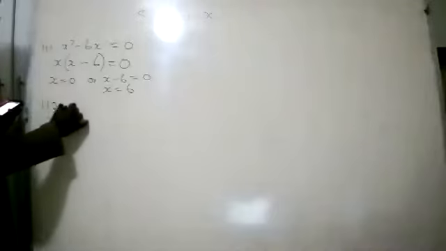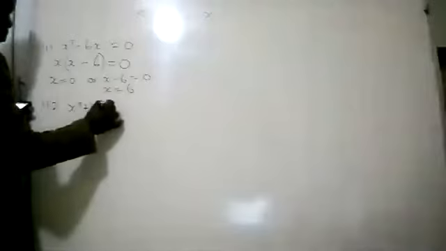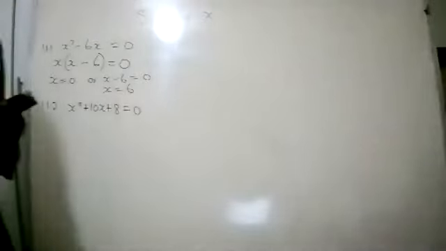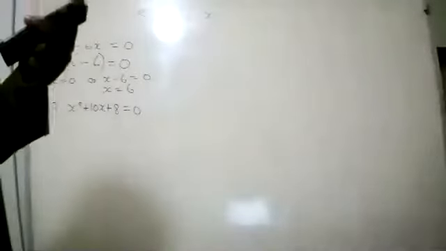And then the second question here, we have x squared plus 10x plus 8 equal to 0. Whenever you come across a question which says correct to 2 decimal places, that statement simply tells you that you don't have to factorize, but you have to use what? Quadratic formula. So take note of this.